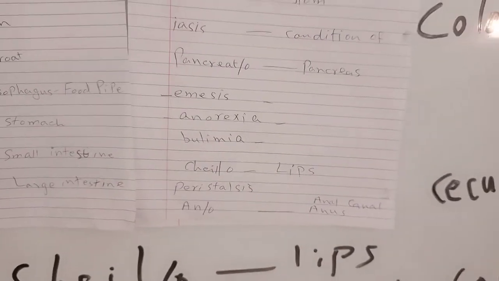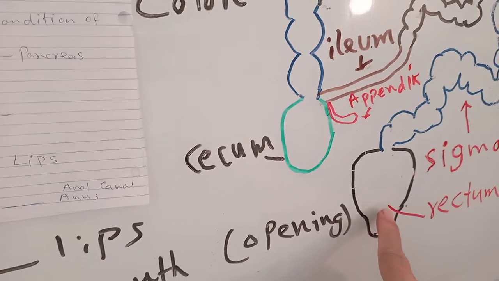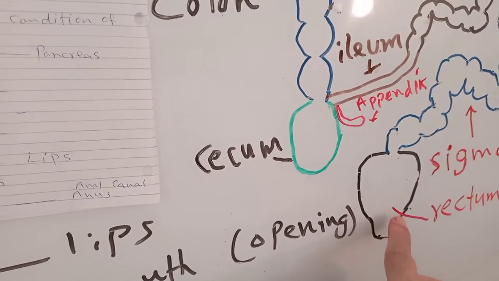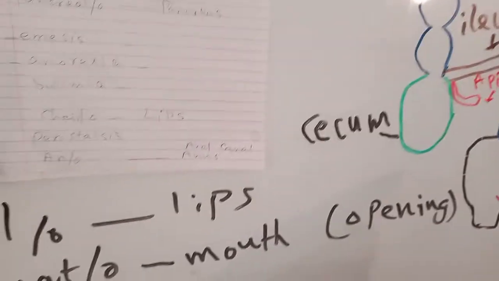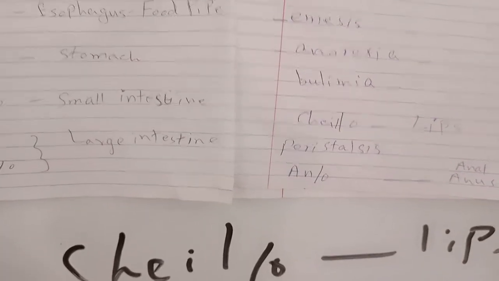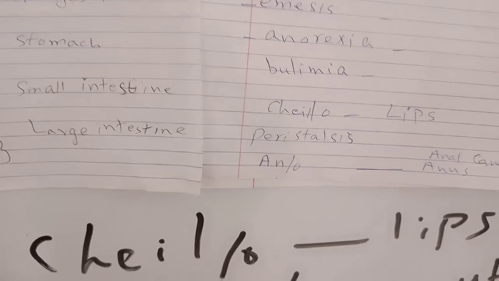Ano is anus, which is the opening of the rectum, or the last 1.5 inch of the rectum, which is like a tube, the anal canal. Anoplasty, plastic surgery of the anus.